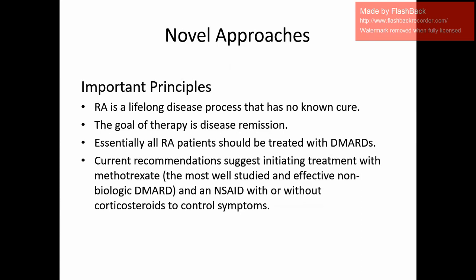Essentially, all rheumatoid arthritis patients must now be treated with DMARDs. Current recommendations suggest initiating treatment with methotrexate and an NSAID with or without corticosteroids, and later we can move on to biological DMARDs and targeted DMARDs.